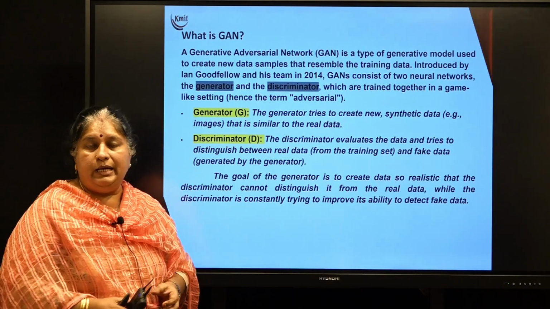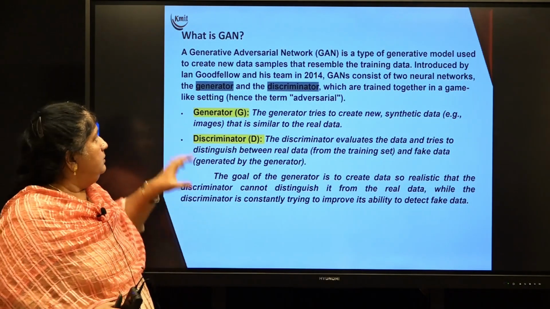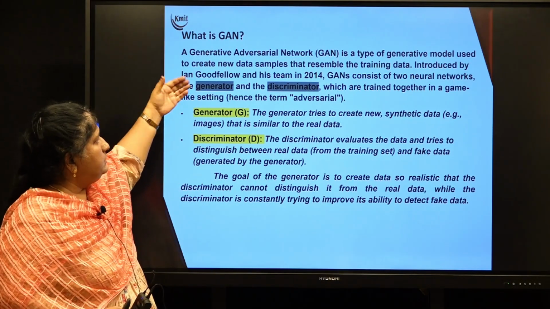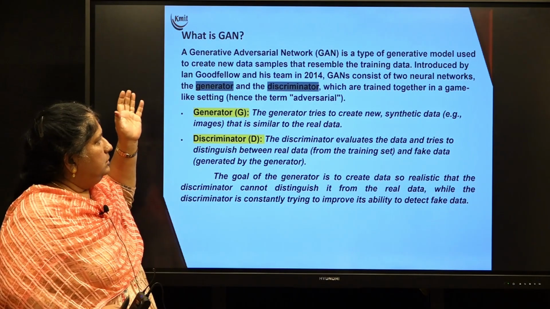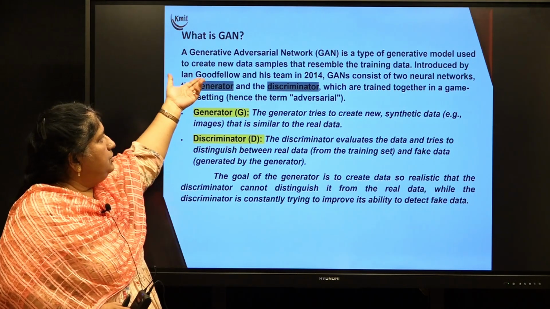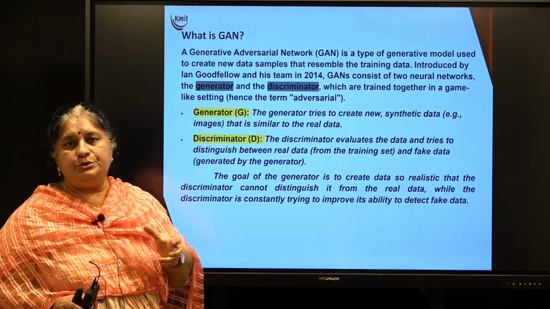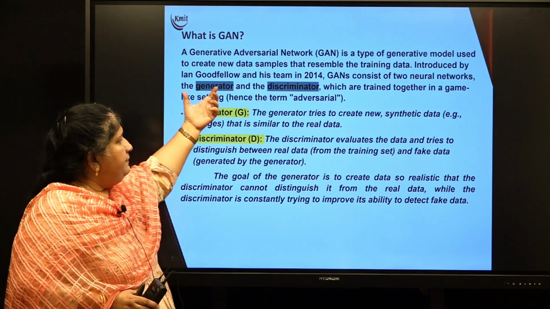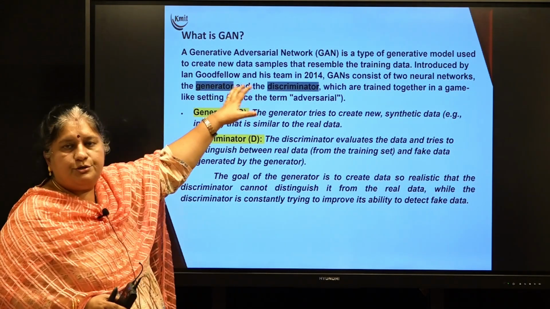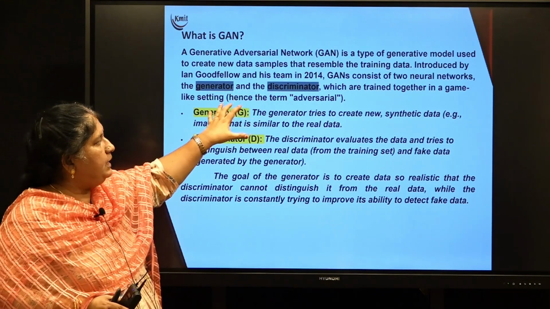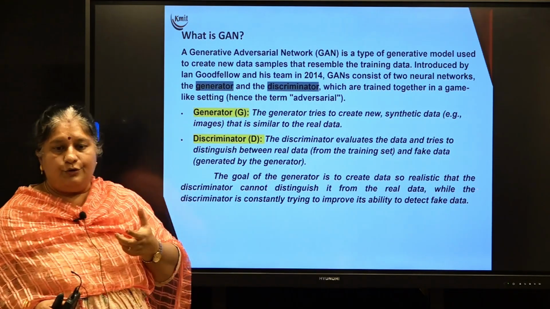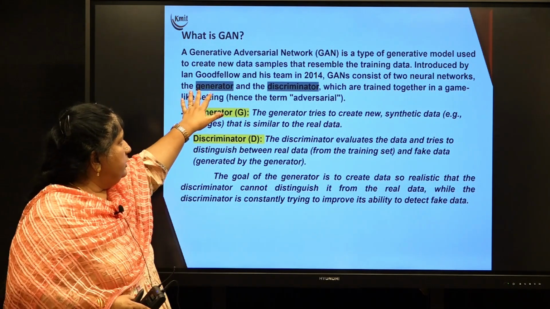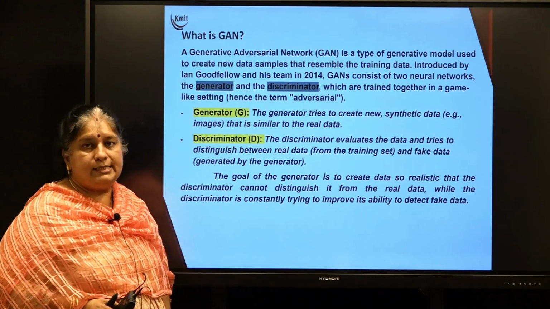Now let us see in detail about GAN, Generative Adversarial Network. It is trying to create new data samples which match the training data. GANs were introduced by Goodfellow in 2014, and they consist of two types of neural networks, as I mentioned in the introduction. One is a generator, the other one is a discriminator.